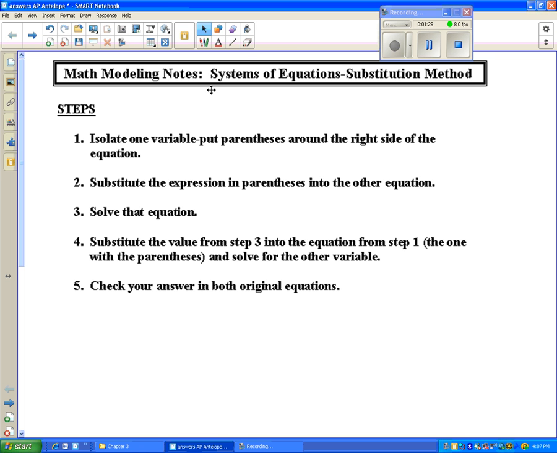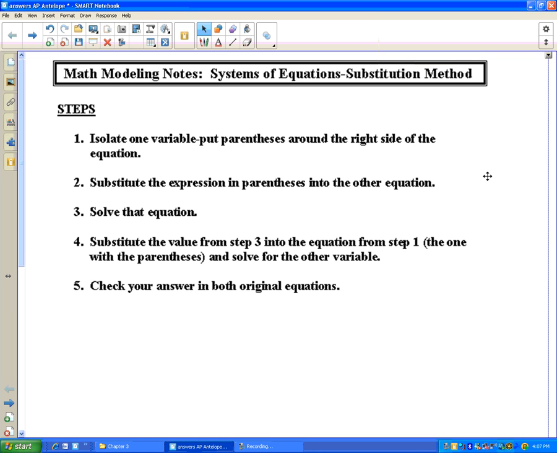So here we go. These are the steps that you need to use to do substitution. First step: isolate one variable, put parentheses around the right side of the equation where the variable you isolated is not. Substitute the expression in parentheses into the other equation. Solve that equation. Substitute the value from step 3 into the equation from step 1, the one with the parentheses, and solve for the remaining variable. Check your answer in both original equations.